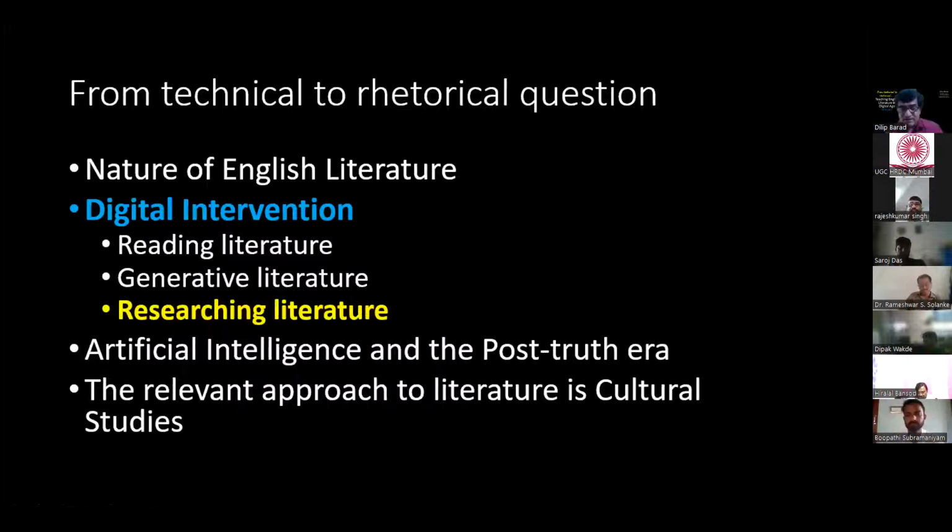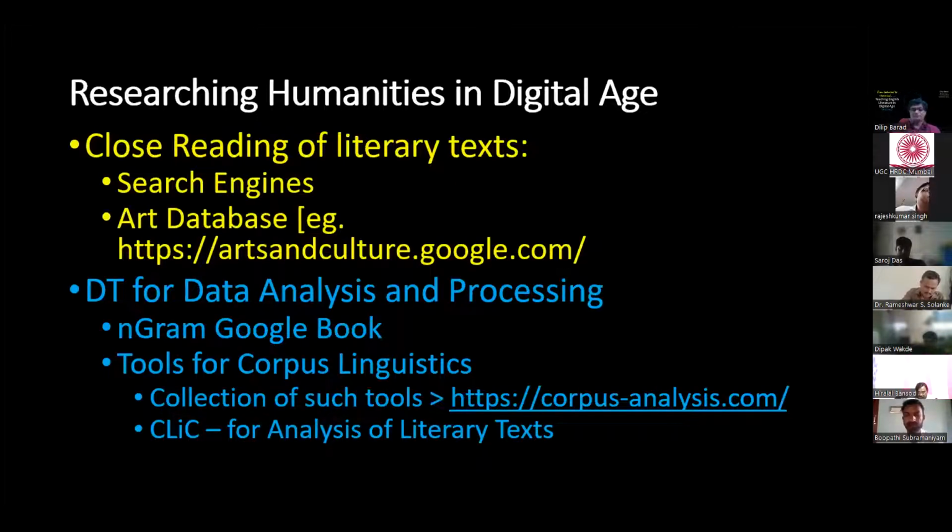Moving from there to researching literature, the digital intervention in researching literature. Here we find that digital humanities has intervened in a big way. If by human capacity we can read 10, 20, 50 literary texts in a given time, a machine can read thousands of literary texts in a given time. So the scope of the machine is very huge.